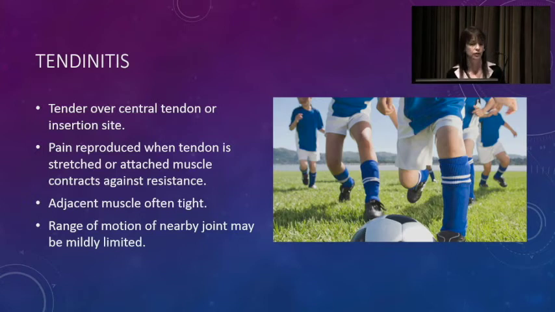Tendinitis is more common in the adult population, so when I see it in children, they usually are really overdoing their activity quite a bit. Often they have a tight muscle, so there's more strain across that tendon, and if you're examining a joint that tendon crosses, they will often have some limitation of motion at that joint. They also can be very tender over that tendon itself, unlike the muscle strain where they may or may not have some tenderness. They're usually very tender to touch over the tendon.